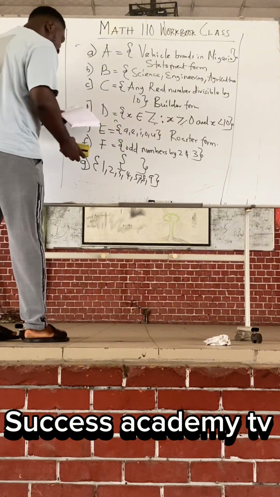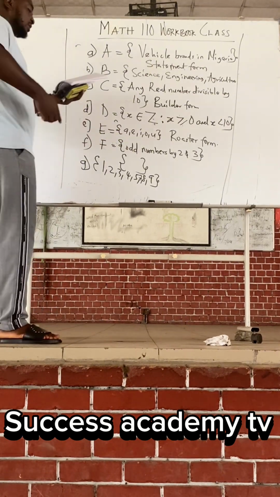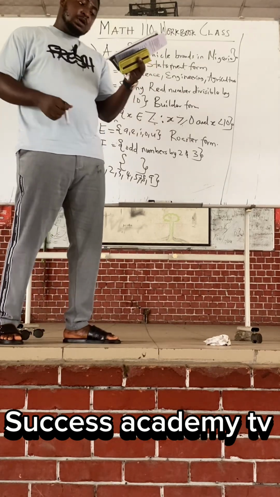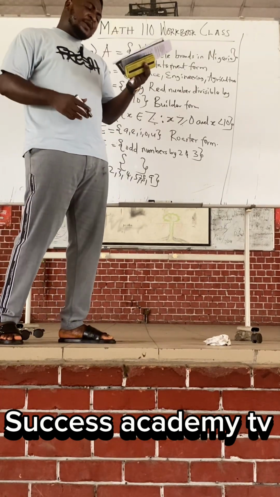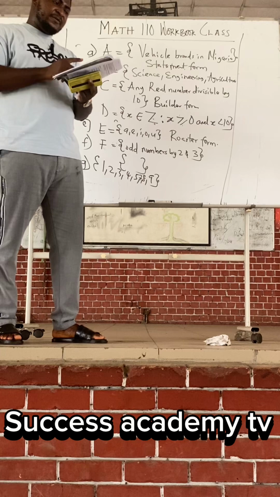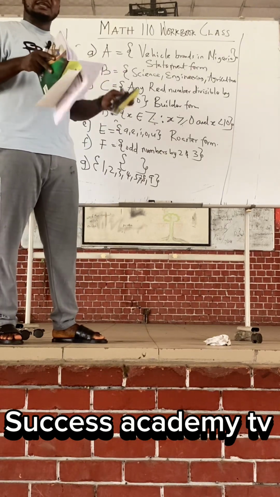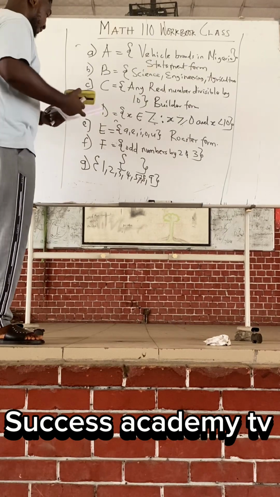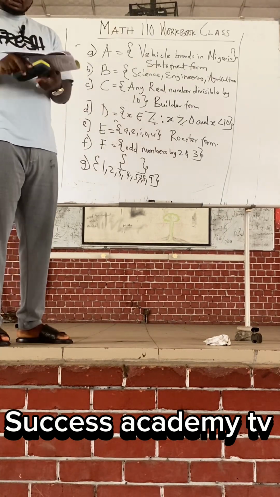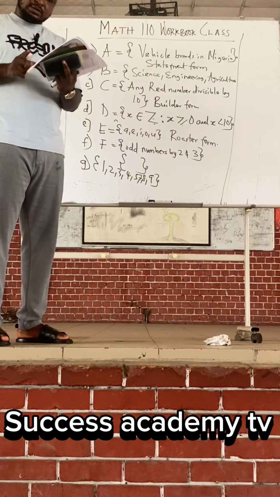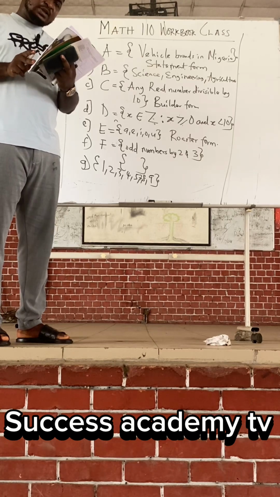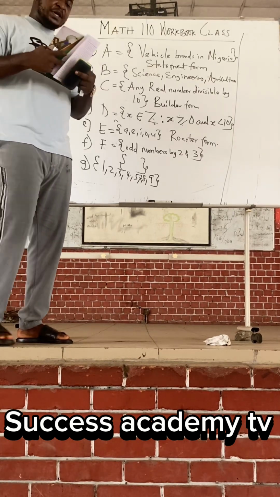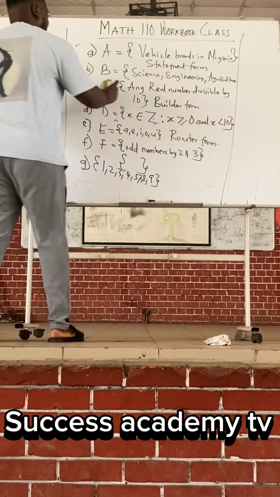Let's look at I. State deputy governors in Nigeria. Statement form. J. All prime numbers divisible by 2. Builder. All prime numbers divisible by 3. Builder form. What's the next assignment? Page 8, number 3.